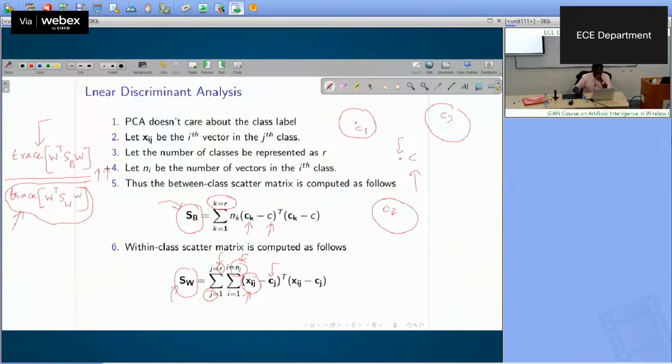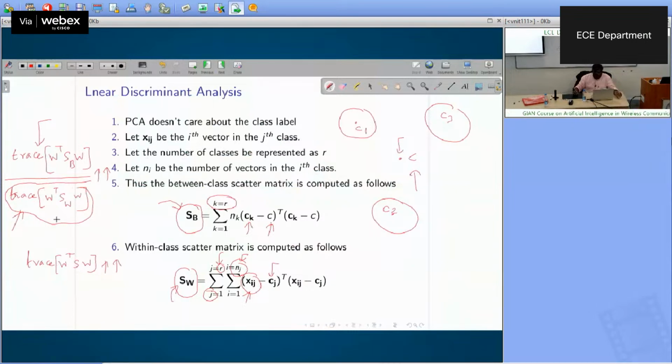In the case of PCA, what is the objective function? Trace of just W transpose SW. That's it. This is what you want to maximize. That is the objective function for PCA. In fact, we don't have SB, SW and all. It's only the total scatter matrix, the overall data. It will not consider which class the data belongs to. It calculates over the overall data, and it wants to maximize this.